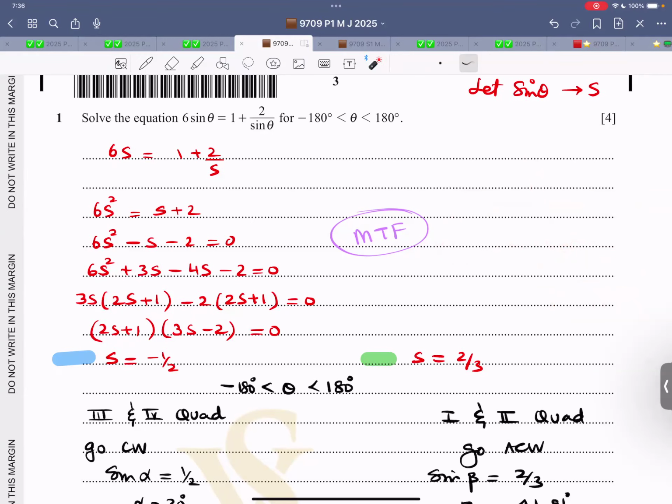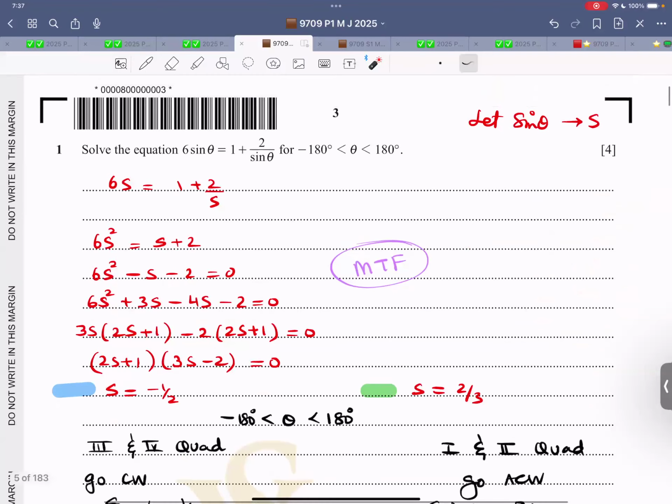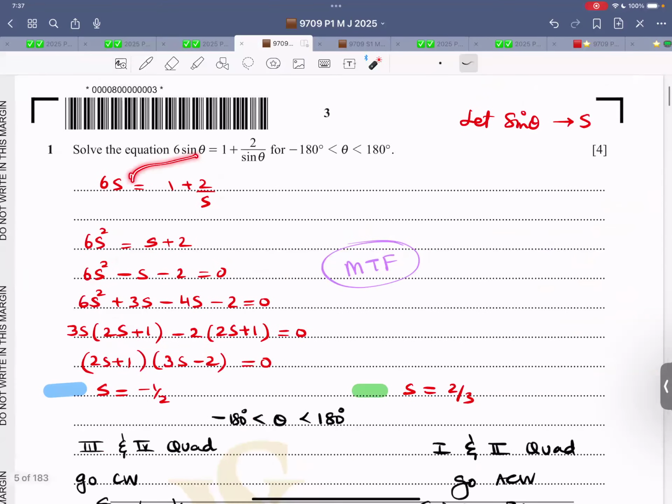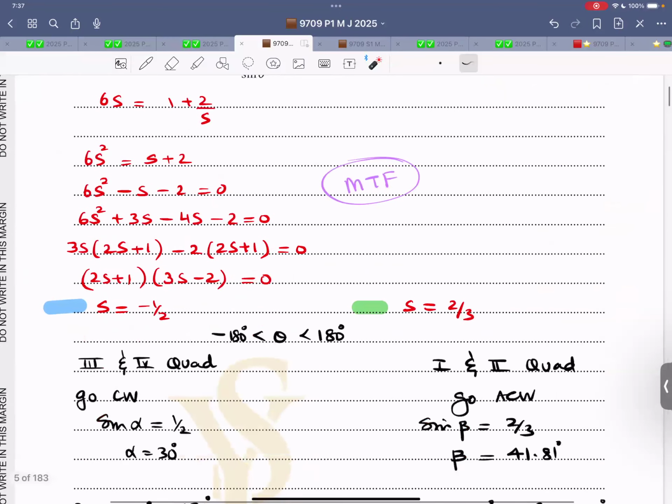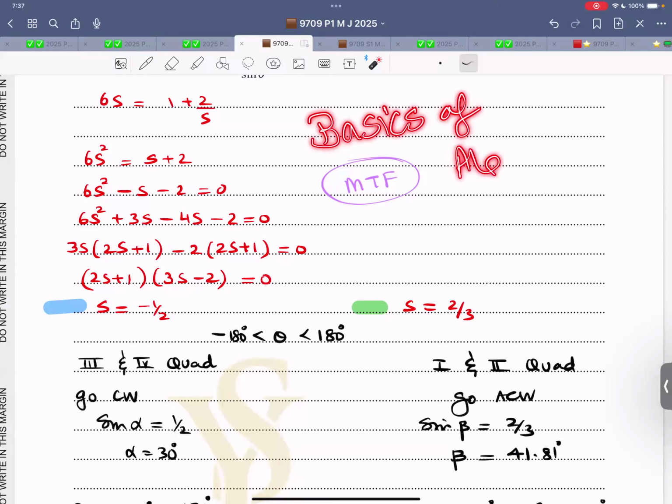Now over here, also, if you want, it's not a must, let sine theta be denoted by the symbol S. So for simplicity, I have written it like this. And then multiply throughout. Don't forget anything. The basics of algebra, that is the heart and soul of A-level maths. Without algebra, we stand nowhere.